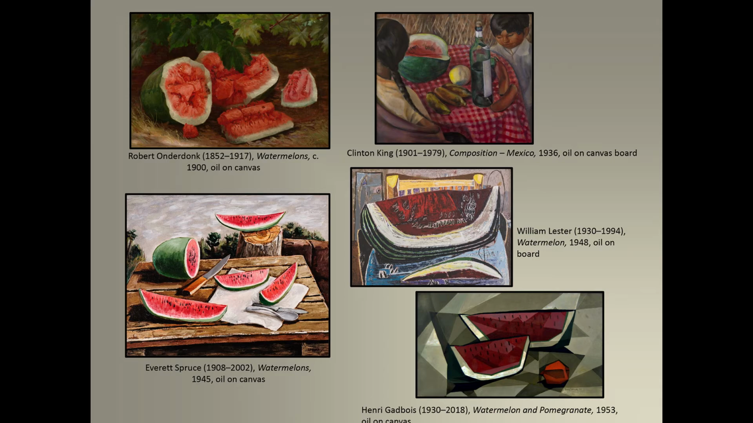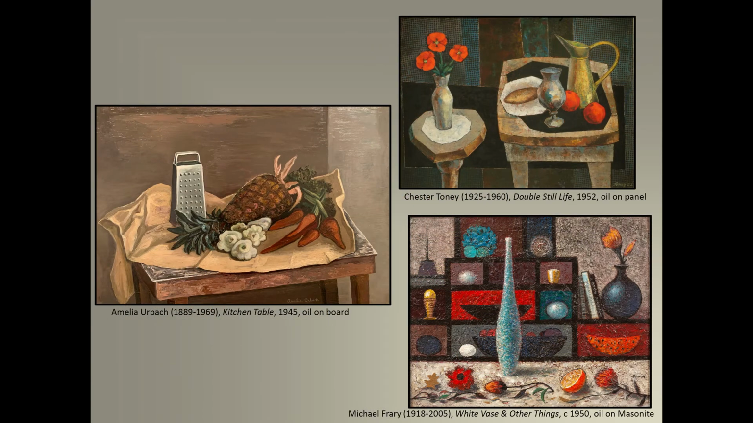Also, we noticed that each one of these has in common the use of what we call local color, the color that we actually find in nature. There is a time when people go to unrealistic color, but here we see the common theme of the subject and local color. Here we can view 3 tabletop compositions that are all very different, yet the subject matter is similar. Amelia Erbach, Kitchen Table, 1945. We see that on the left. It's an oil on board.